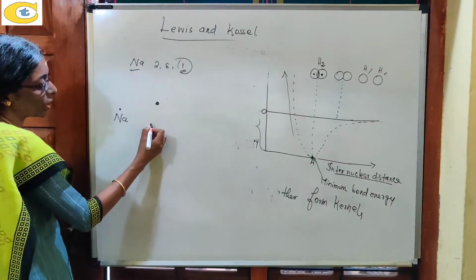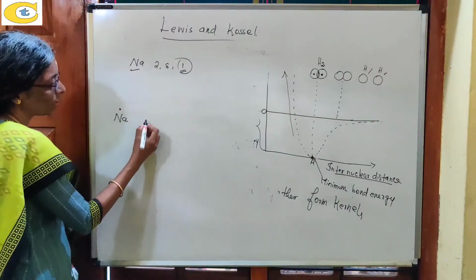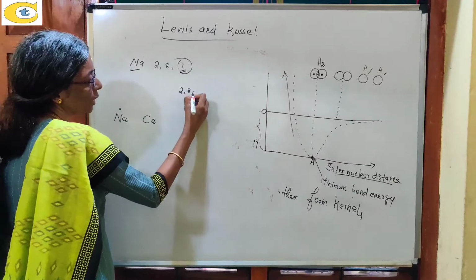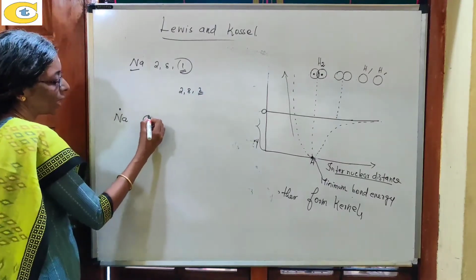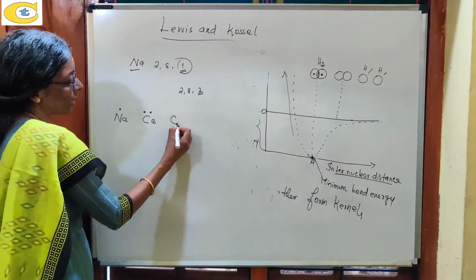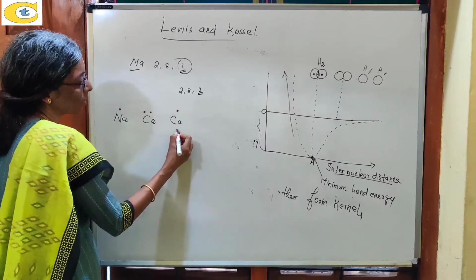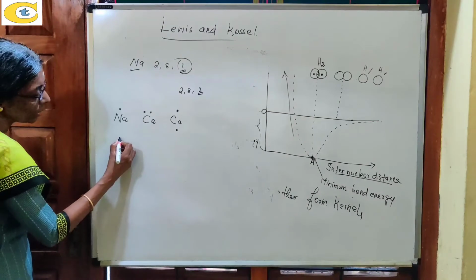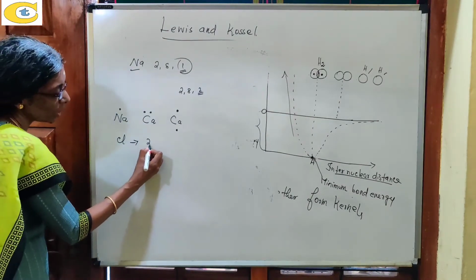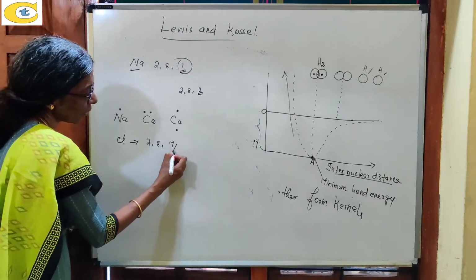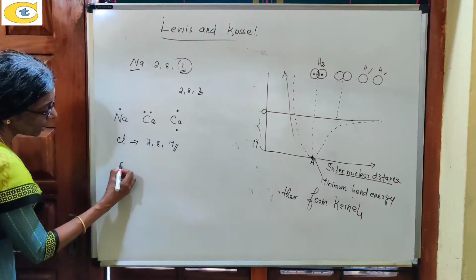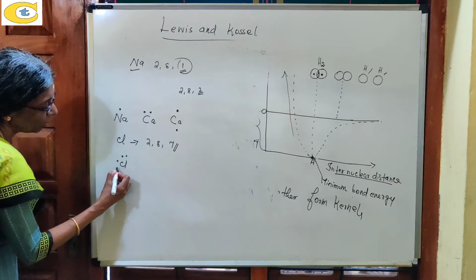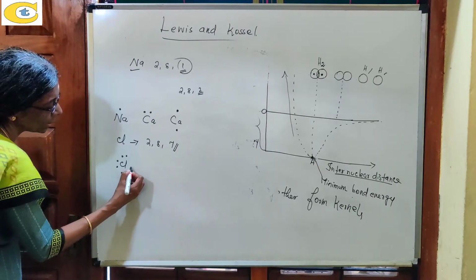In the case of calcium, how do you represent calcium? 2, 8, 2. We can write it like this, but writing it like this gives a better look. Then you can take chlorine. Chlorine is 2, 8, 7. The 7 electrons are represented around Cl: 1, 2, 3, 4, 5, 6, 7.